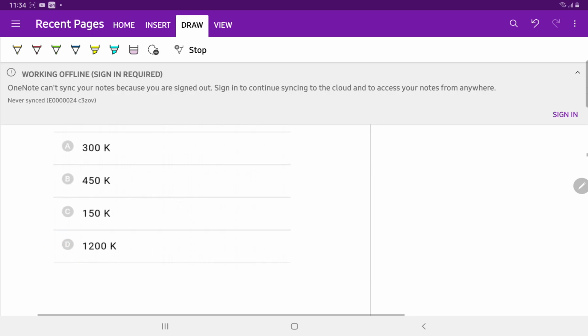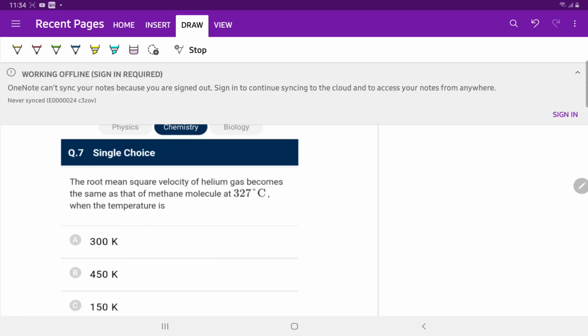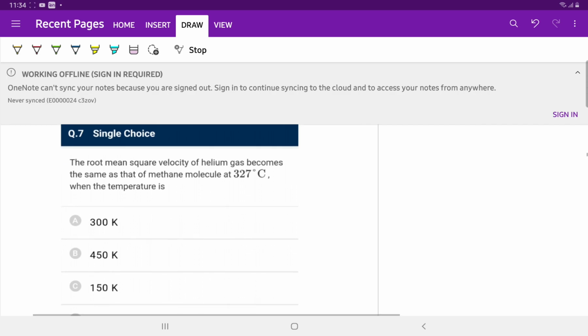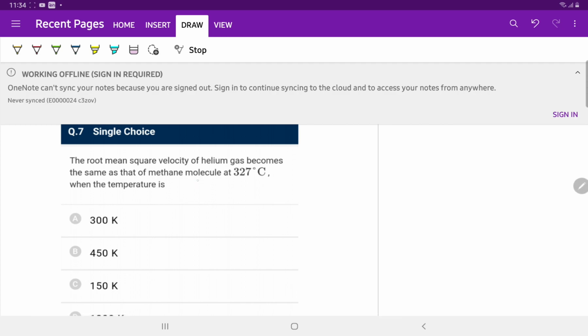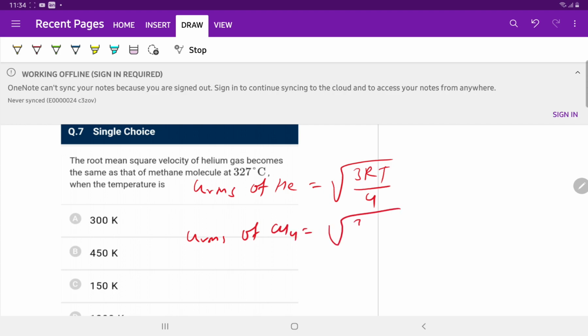Question number 7. The root mean square velocity of helium gas becomes the same as that of methane molecule at 327 degrees Celsius. What is the temperature of helium? We know very well that URMS of helium is equal to under root of 3RT upon 4, 4 gram per mole. URMS of methane is equal to under root of 3R into 327 degrees Celsius, which means 600 Kelvin, divided by molecular mass 16.